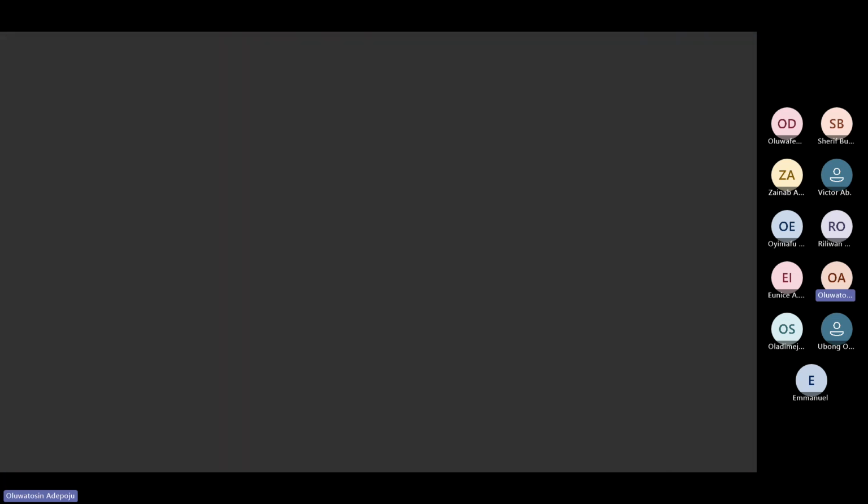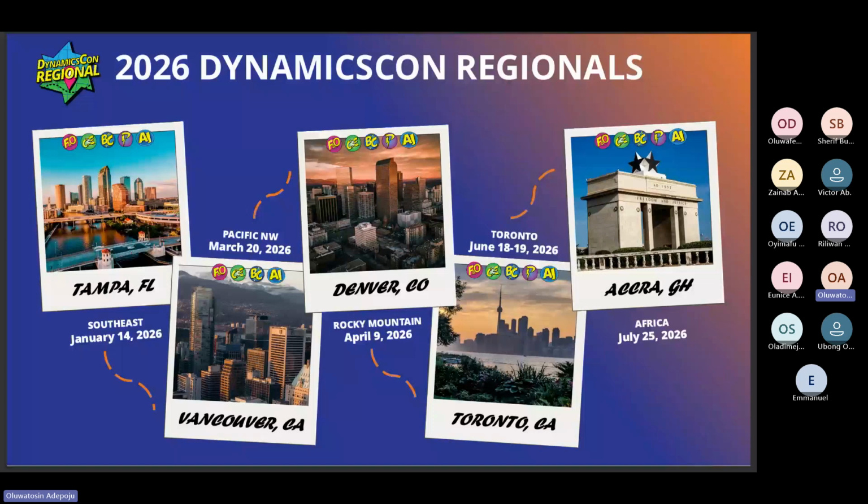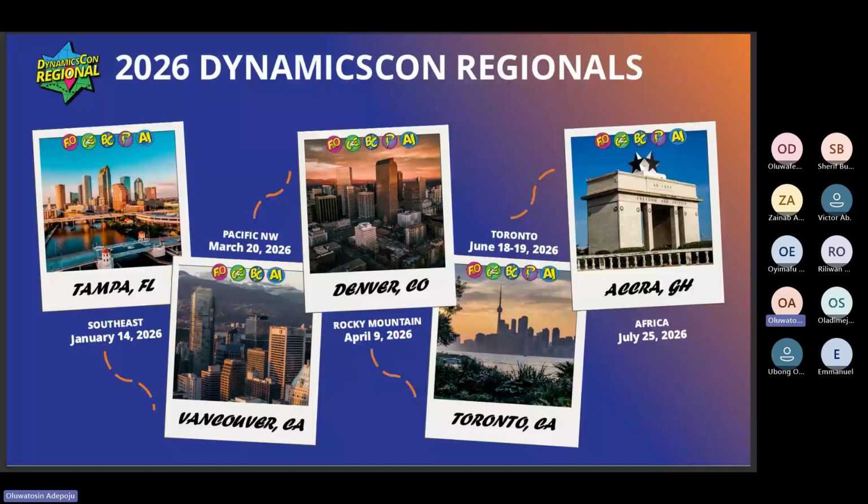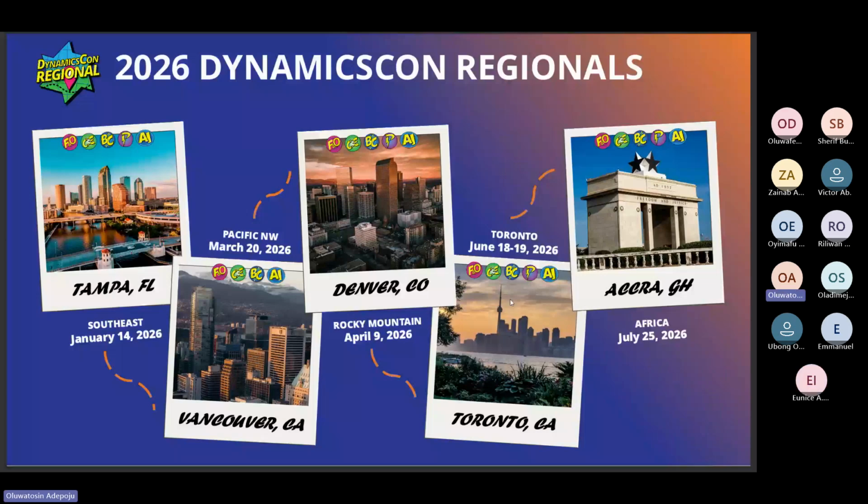Also for the regional conferences, we have some that have already taken place this year. One took place on the 14th of January, that's in Tampa. Then we have another one that took place on the 20th of March 2026. But for the upcoming ones, we have one coming up on June 18 to 19. That one is happening in Toronto. So if you know you want to attend, you can still let us know.